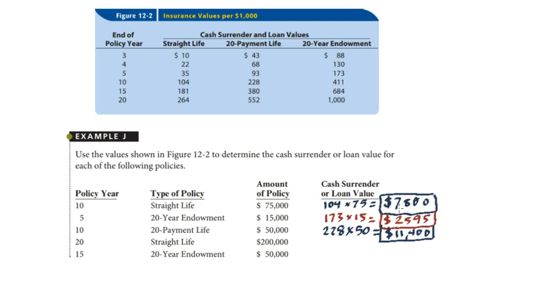All right, so hopefully this is making sense, the process in determining how much cash surrender and loan value you would be able to obtain at a certain year in your policy and based off of a certain amount of policy. So let me know if you have any concerns, and I'll be more than happy to help.